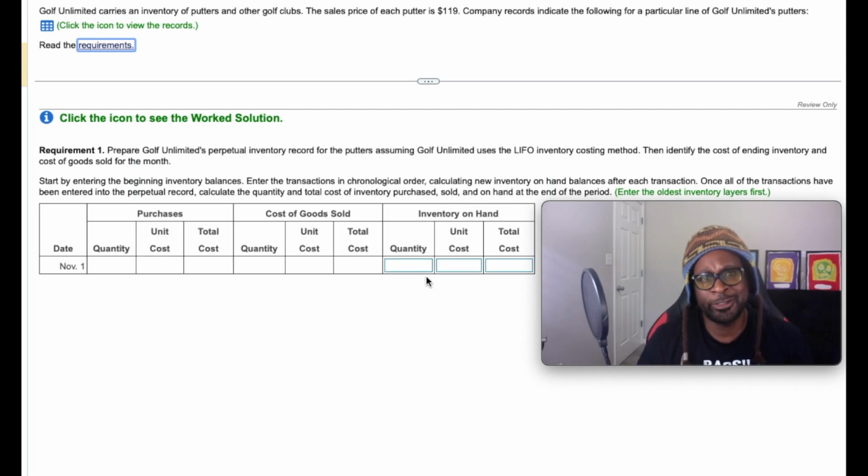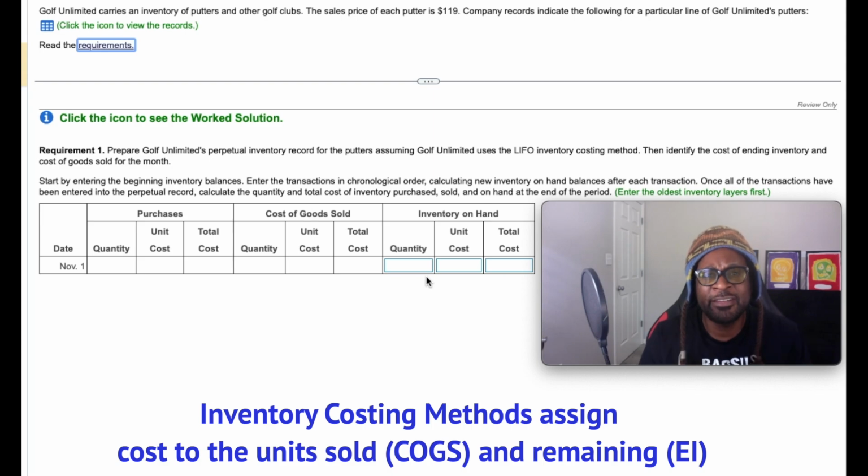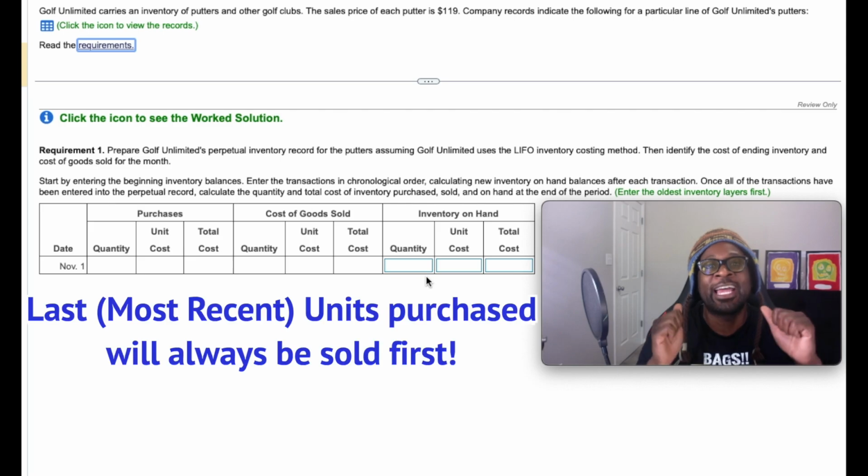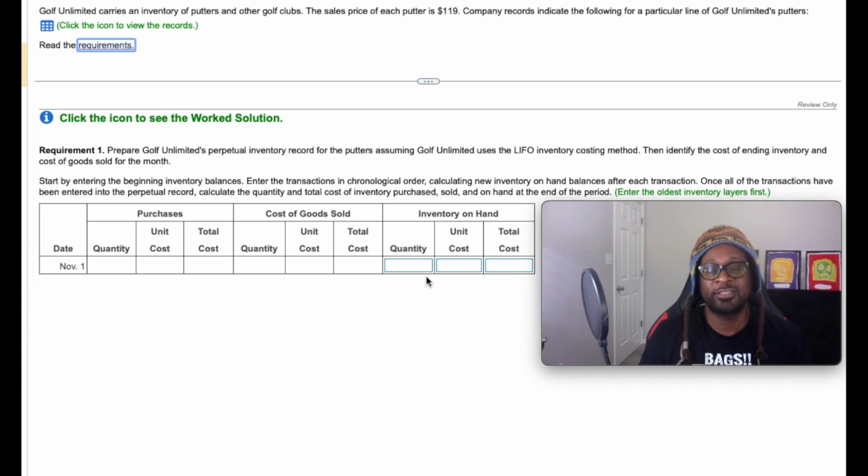Alright gang, we already know what this is. We're dealing with inventory, and inventory has costing methods that will dictate what the proper amounts are for the ending inventory that belongs on the balance sheet and the cost of goods sold that belongs on the income statement. This particular problem is dealing with LIFO, and LIFO tells us that the last purchases, the most recent purchases, are always the first ones to be sold. We're going to utilize that to get through this problem and fill out the table that's provided. So let's get to it.